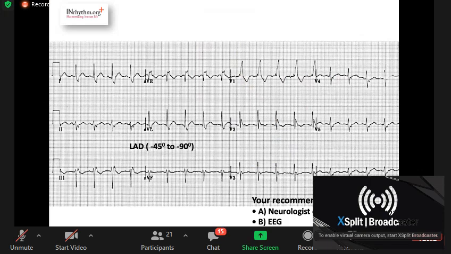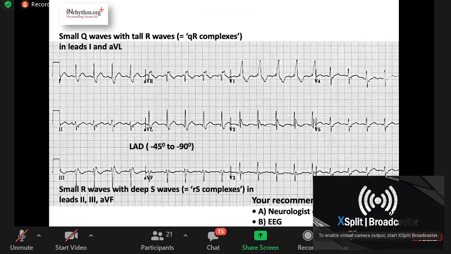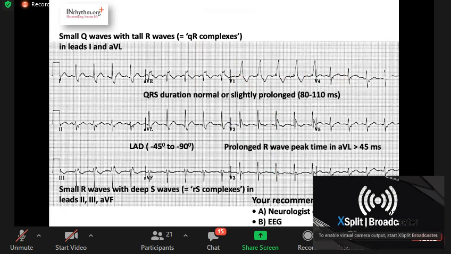Then you have to monitor many things. In a pure right bundle branch block, you should have a normal axis. But if you look here, it is a superior axis or left axis. There is an increased QRS voltage in the limb leads, and the QRS is not very prolonged; it is less than 120 milliseconds. And among the other manifestations, you have small Q waves with tall R waves in lateral leads like I and aVL, and maybe V5, V6.